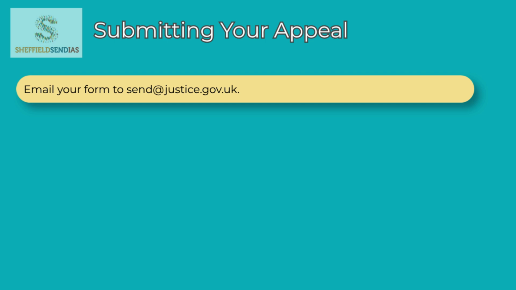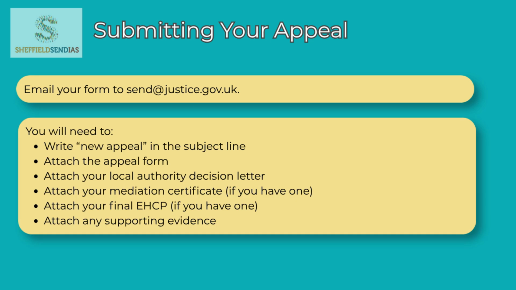The easiest way to submit your appeal is by emailing it to send@justice.gov.uk. You will need to write new appeal in the subject line, and you will need to attach the appeal form to the email along with your local authority decision letter, mediation certificate if you have one, final EHCP if you have one, and any supporting evidence.